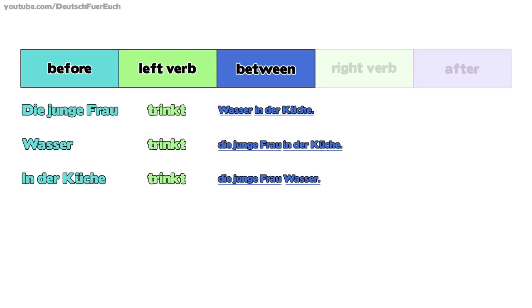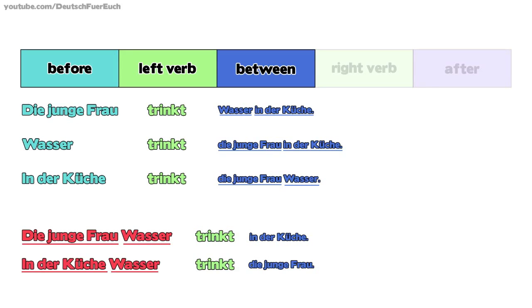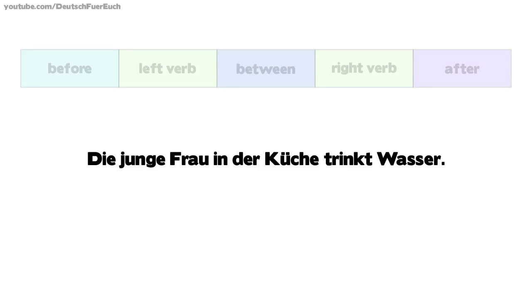Now here are two examples of what definitely does not work under any circumstances. Die junge Frau Wasser trinkt in der Küche. And also, in der Küche Wasser trinkt die junge Frau. These are absolutely wrong in both spoken and written language because there is more than one segment in the before section. Now, what about die junge Frau in der Küche trinkt Wasser? Wouldn't that be wrong too then?